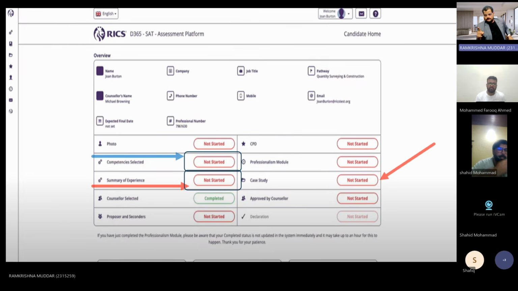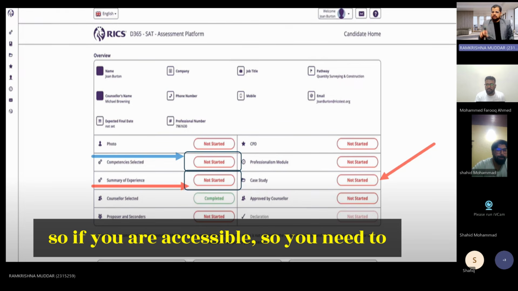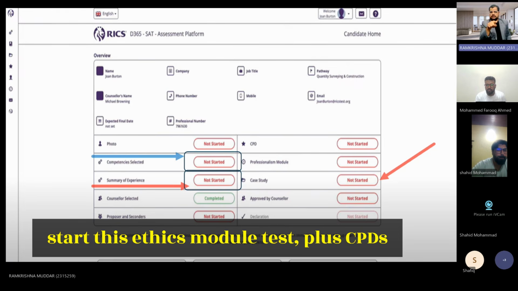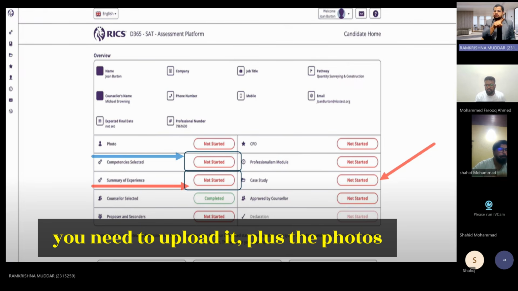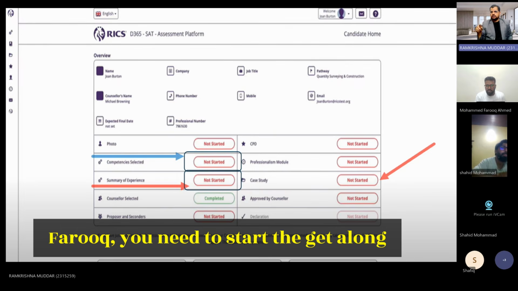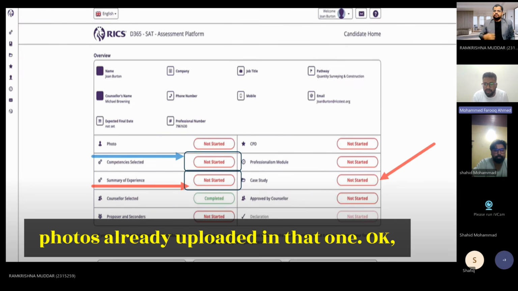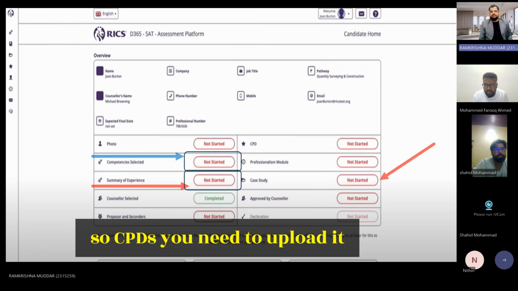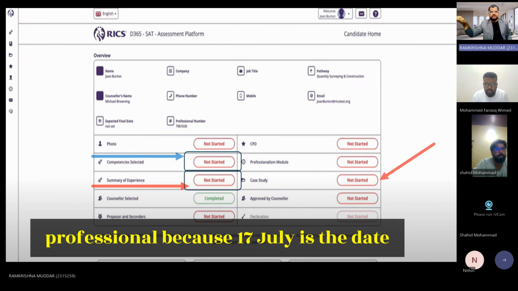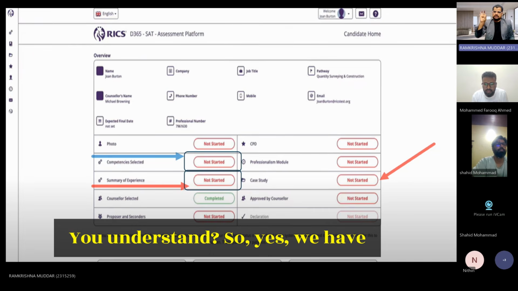Mr. Farooq, if your portal is accessible, you need to start this ethics module test. Plus you need to upload the CPDs, plus we also need to upload the photos. Mr. Farooq, you need to get along with the process. Clear? Okay, photos I already uploaded. So you need to upload the professional CPDs, because 17 July is the date by which you need to submit your case study. You understand?